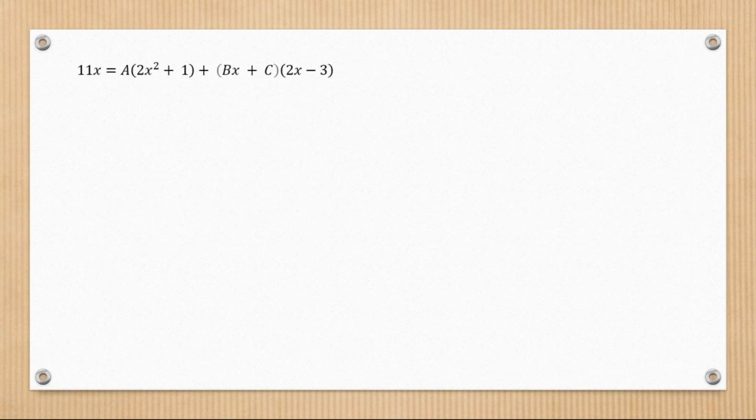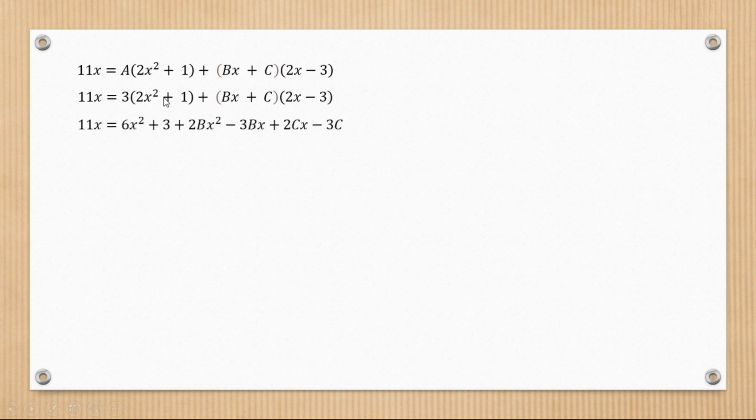Right, so this is what we have. So next, now that we know a is actually 3, we're going to open brackets. So 3 into this is what we have. We have 6x squared plus 3. Then when we multiply this bracket by this bracket, we have 2bx squared minus 3bx plus 2cx minus 3c.